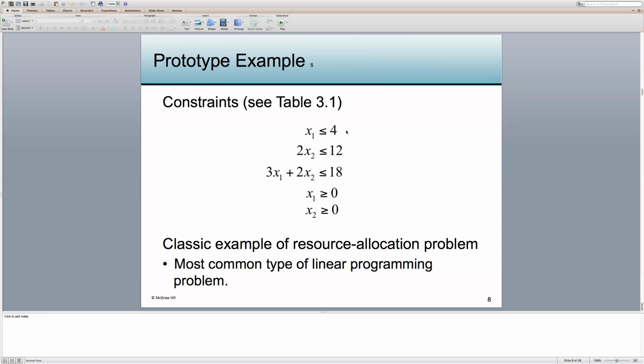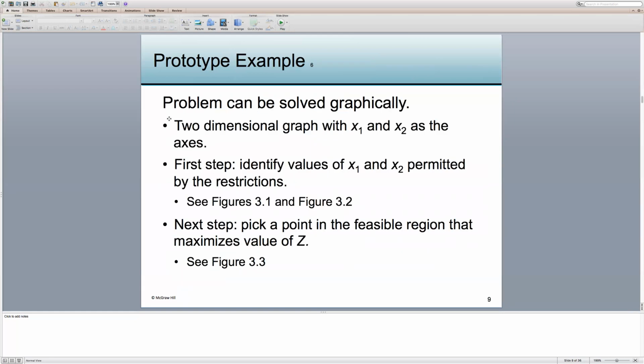These are the constraints on the numbers X1 and X2, which are the batch numbers. Now, this problem is simple because there are only two variables, X1 and X2. You can solve this graphically. You can draw in the plane the area of all the values x1 and x2 which satisfy the constraint inequalities. So the first step is to identify the values of x1 and x2 permitted by the restrictions.